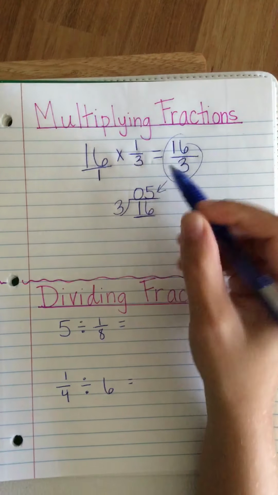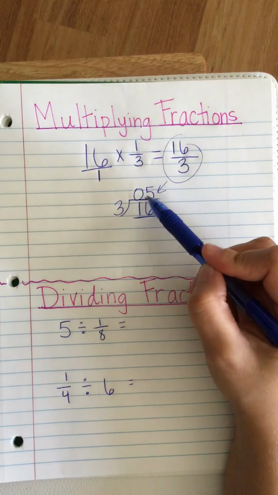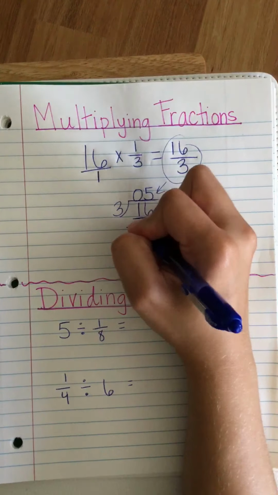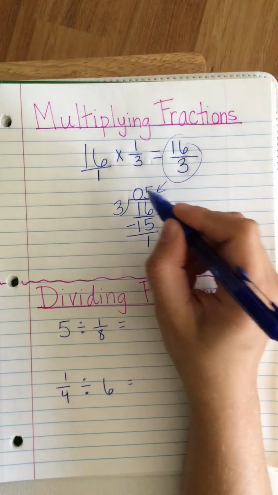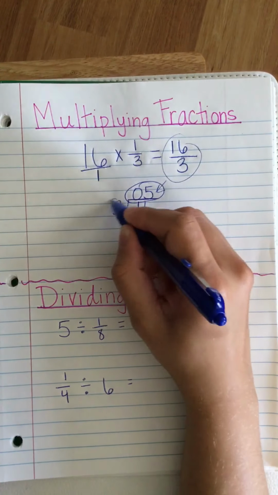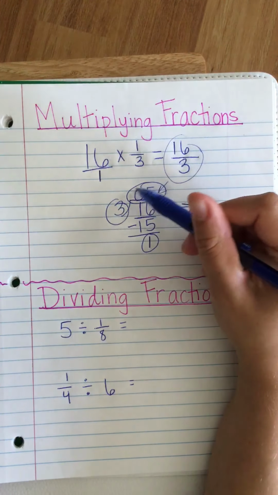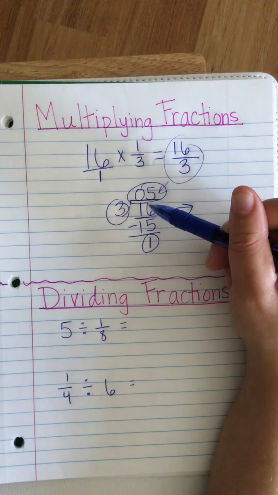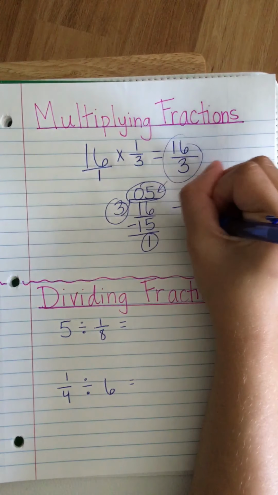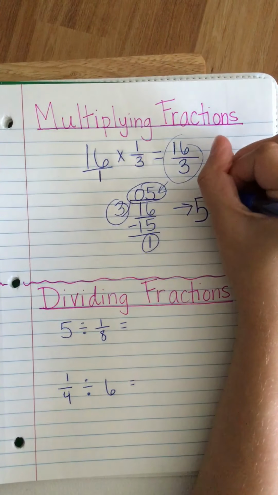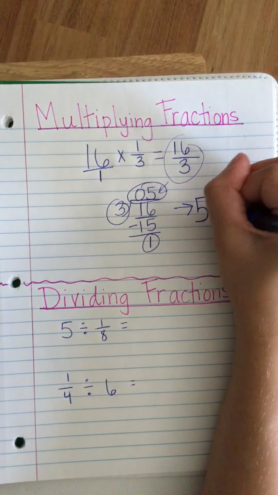5 times. If you need to, go ahead and write your multiples for 3. But 3 times 5 is 15. And I'm left with 1. We now have the 3 numbers that we need to create our mixed number, which is 5. Your answer, your quotient is your whole number. We have 5. Your remainder is your numerator. And your divisor is your denominator.